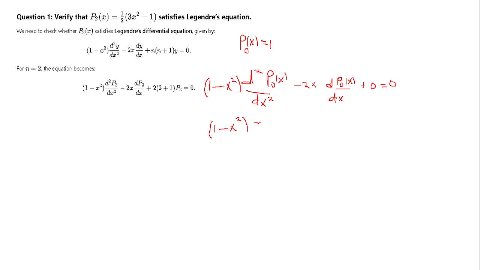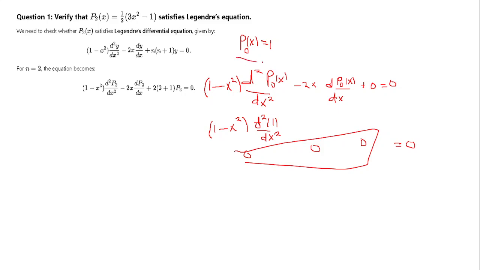Then you say d square, sorry, d square of 1. Anytime you differentiate a constant, is it not going to be 0? Yes, sir. So you realize that because this one is a constant, this one is a constant, this guy will give you 0, this guy will give you 0, this guy will give you 0. So the left hand side is 0 and is equal to the right hand side, which is 0. It therefore implies that the first polynomial satisfies the differential equation.